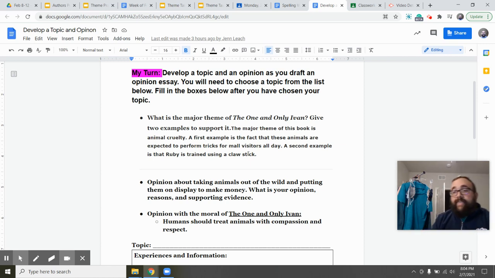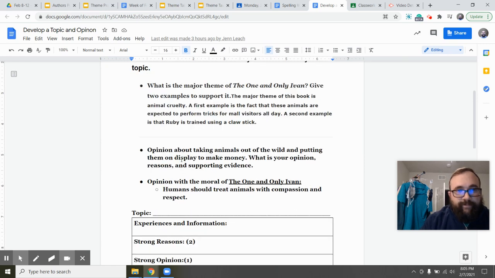Miss Leach made this for us, and she gave us kind of like some examples of things that were like, you have a reason, right? And then she's kind of showing the information. So let's look at the second one.